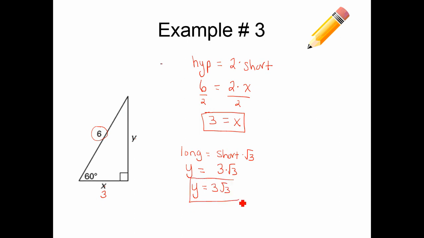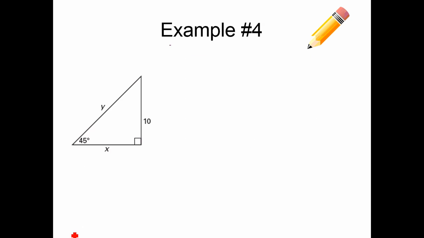So sometimes we have to worry about a radical in the denominator, and sometimes we don't. It depends on what relationship is given and what that relationship is. All right, let's look at a couple 45, 45, 90s here, and then we'll call it good. So in this picture, we have a 45, 45, 90 degree triangle, which means you have two 45 degree angles, and you know a leg here is 10.